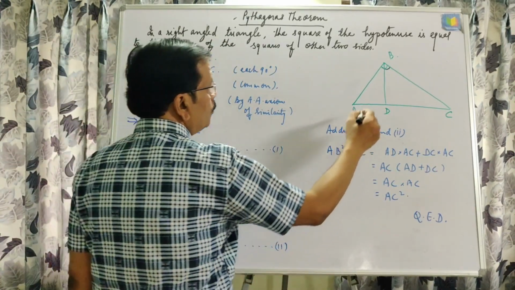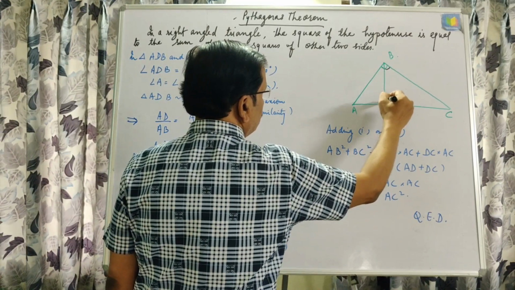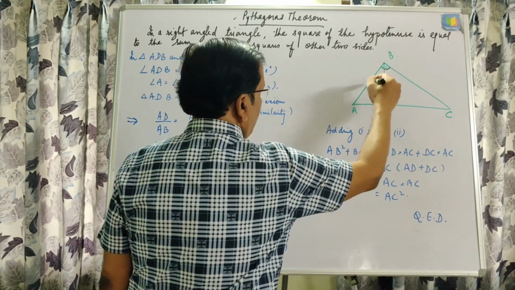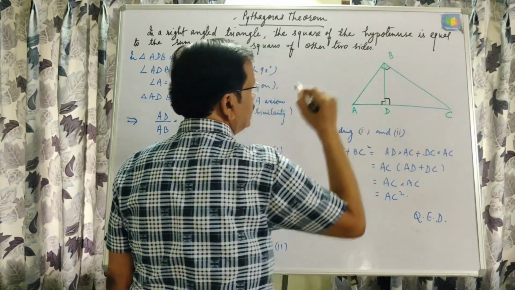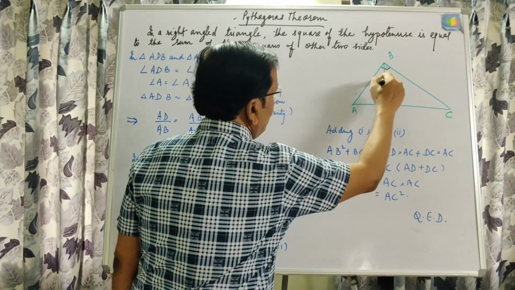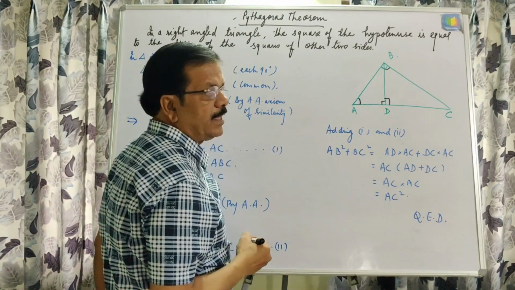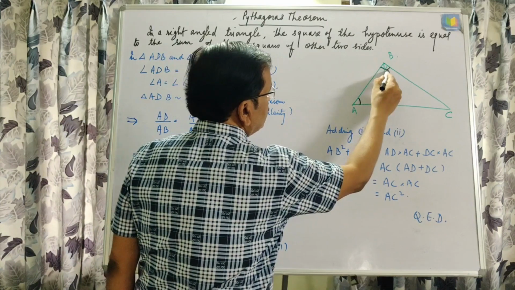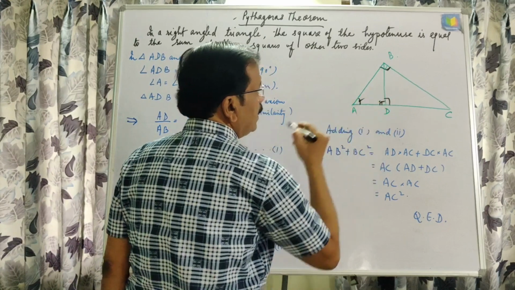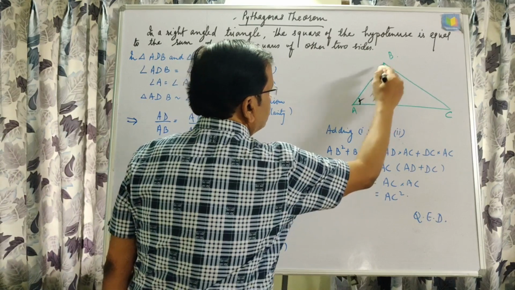Now for the proof, we will draw a line from B perpendicular to AC, giving one triangle ABD and another triangle ABC. From these two triangles, ABD and ABC, you can see that angle A is common, and this angle is 90 degrees and this angle is 90 degrees. So by the angle axiom of similarity, these two triangles are similar.